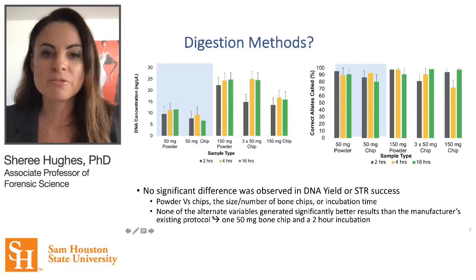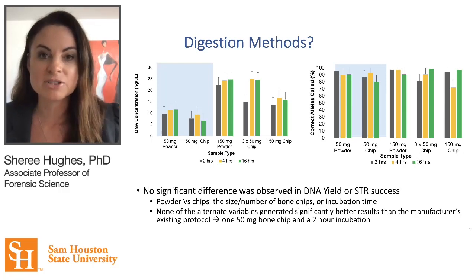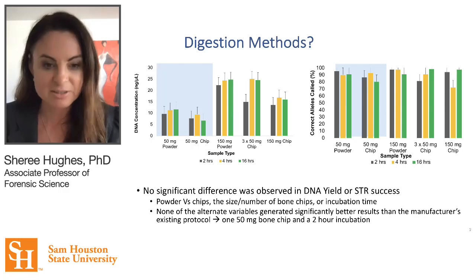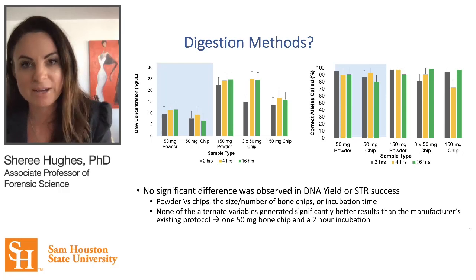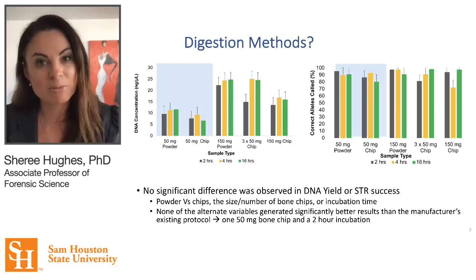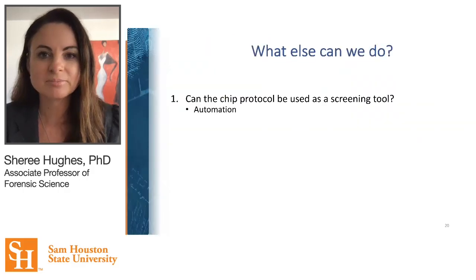So none of the alternate variables that we looked at actually generated any significantly better results than the initial manufacturer's existing protocol of 50 milligrams of bone tissue with a 2-hour incubation. But now we were able to demonstrate that we did not need to powder that 50 milligram bone. We can extract from the chip itself.